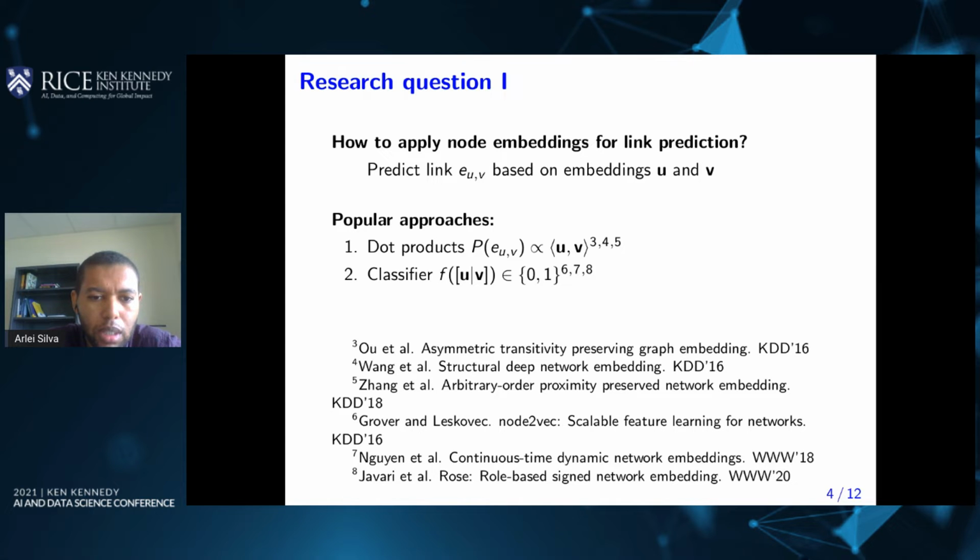That's approach 1. But there's another approach that's also quite popular, and it's using a classifier. In this case, you take the representations of nodes, concatenate them, and give them to a classifier, usually something like SVM or logistic regression. And then you assume that this classifier is going to tell you whether there's an edge or not. And it's not really clear which of these approaches is the best, and people apply them arbitrarily. So we wanted to give a systematic answer to this question.